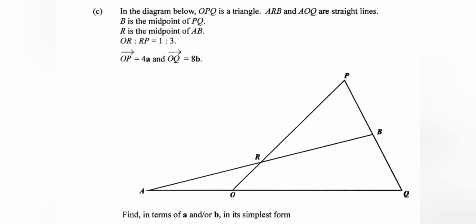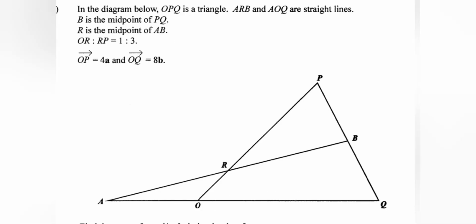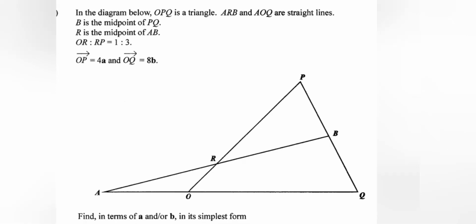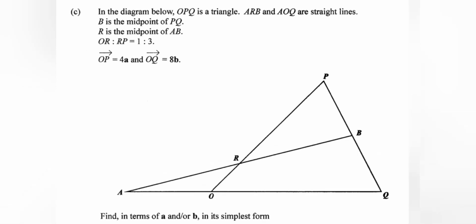Then C says that in the diagram below, OPQ is a triangle. ARB and AOQ are straight lines. B is the midpoint of PQ, R is the midpoint of AB, OR to RP is in the ratio 1 to 3. It also states that OP is equal to 4a and OQ is equal to 8b. Find, in terms of a and or b in its simplest form, the following.